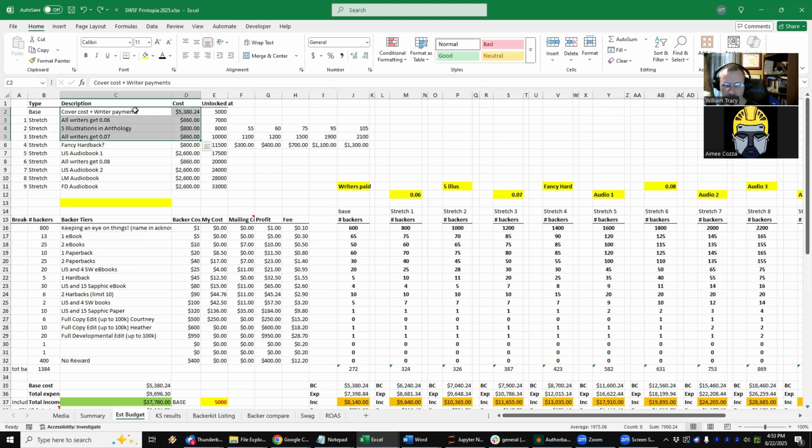So real quick, I have my base cost for the anthology. I'm going to pay my writers more when I get a stretch goal. I'm going to get illustrations in the anthology when I get another stretch goal. I'm going to pay more authors, more stuff. Then I'm going to have a fancy hardback option.